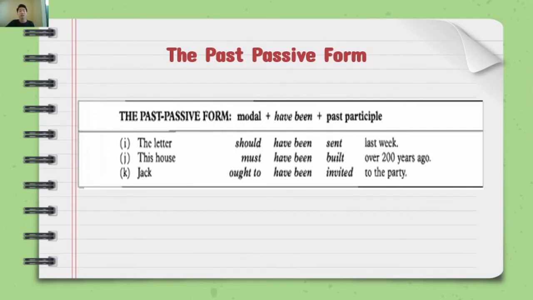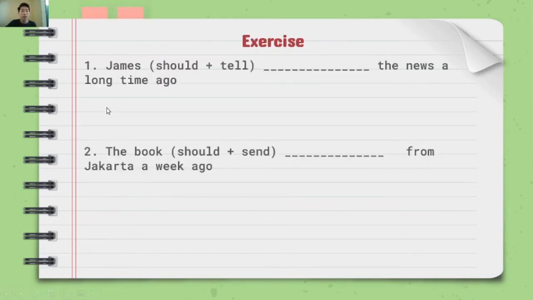We go to the exercise. Number 1. James should tell blank the news a long time ago. We look, the adverb of time is a long time ago. So we use the past passive form. The form is should plus have been plus the past participle of tell, which is told. So the answer is James should have been told the news a long time ago.